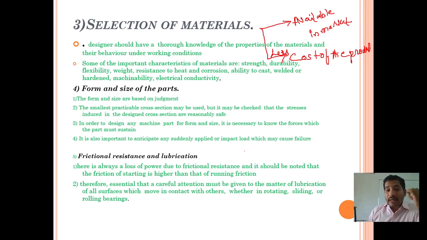Is it right? Resistance to heat and corrosion, whether they have the capacity or not, whatever is available in the market. So, the ability to cast or not, or the ability to weld or not. So this part comes under the selection of the material. Okay dear, again we are going to discuss the form and size of the material.